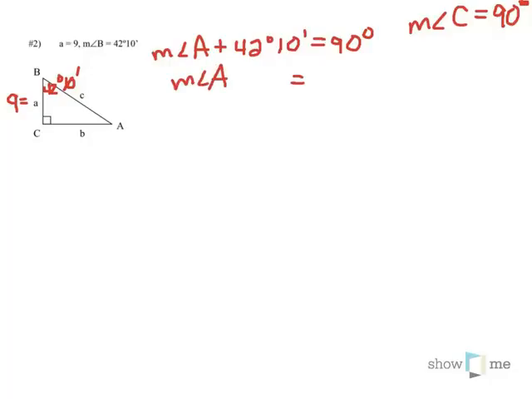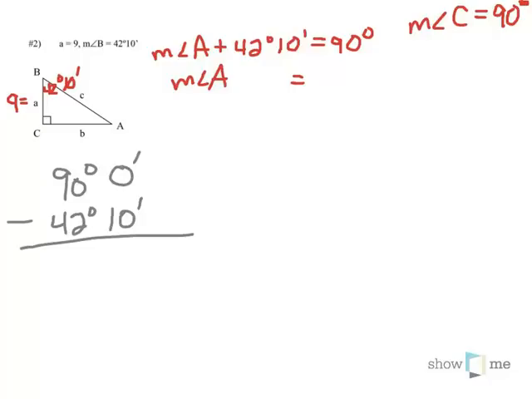I'm going to erase this work here, but let me show you how to figure that out. 90 degrees minus 42 degrees, 10 minutes. Old school subtraction. I'm trying to take 10 away right now from 0 minutes. You can't take 10 from 0, so you borrow from the 90. Borrow 1. 1 degree is equivalent to 60 minutes. So 89 degrees, 60 minutes, same as 90. 60 minus 10 is 50. 89 minus 42 is 47. So we get 47 degrees, 50 minutes.